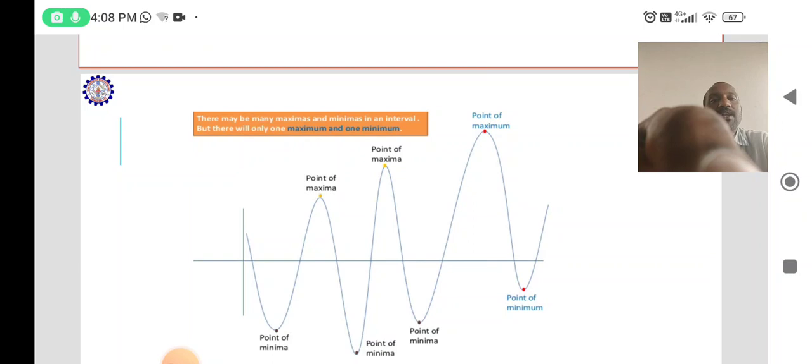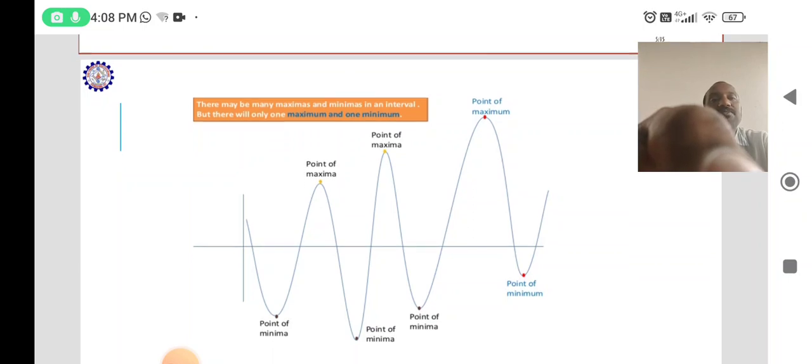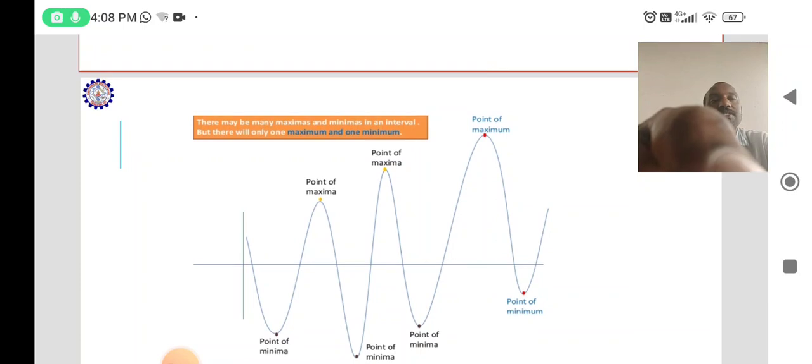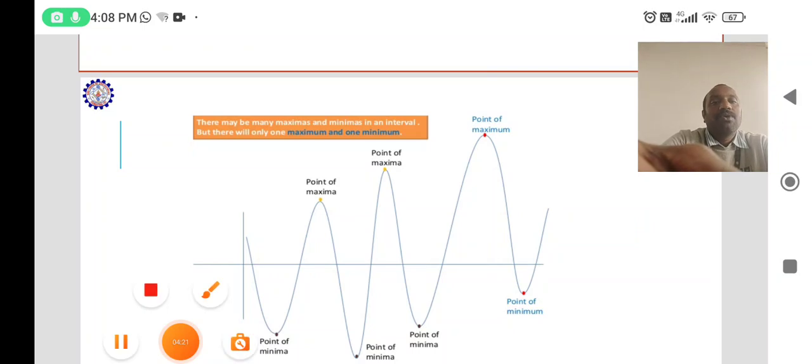See in the below diagram the points of maxima and the points of minima. The upper points are the points of maxima, and the lower points are the points of minima. Finally, there is a final point of maximum and a final point of minimum.